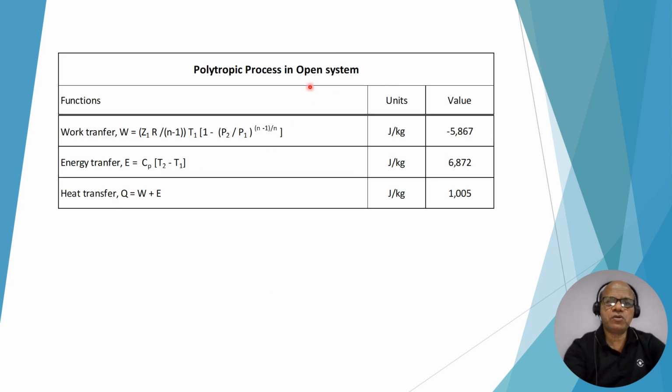In case of the polytropic process in the open system, the work transfer is minus 5867, and the energy transfer is 6872. So heat transfer is again 1005 plus.